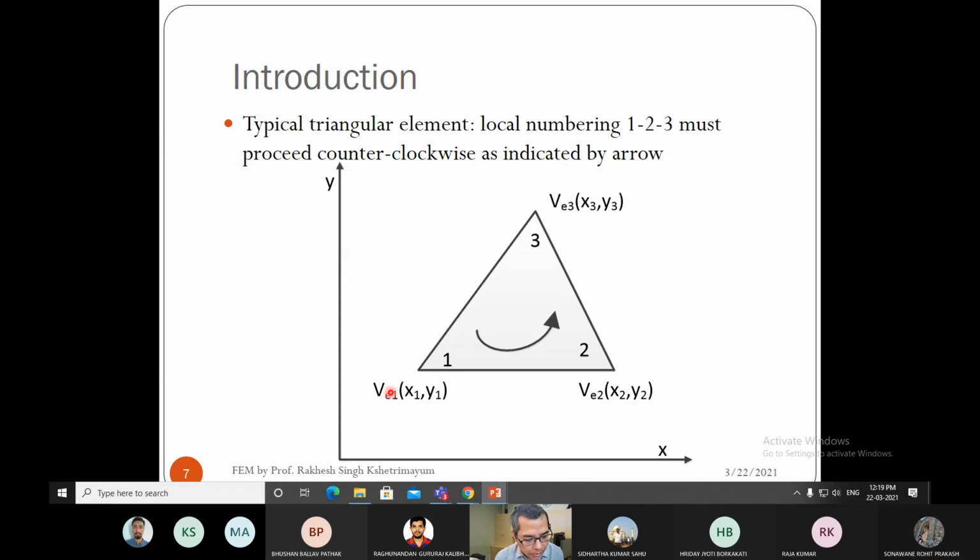So assume that V1 is the voltage at node 1, V2 is the voltage at node 2, V3 is the voltage at node 3. Node 1 is located at x1, y1, node 2 is located at x2, y2, and node 3 is located at x3, y3. Our purpose is to find the approximate potential inside this element. Let's say we know V1, V2, V3. We want to find the potential inside this triangular element. That's the usual procedure we do for the finite element method. So how do we do it?